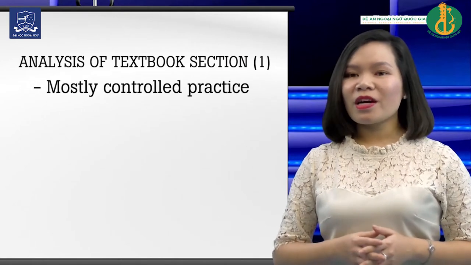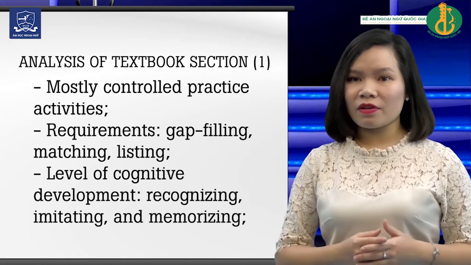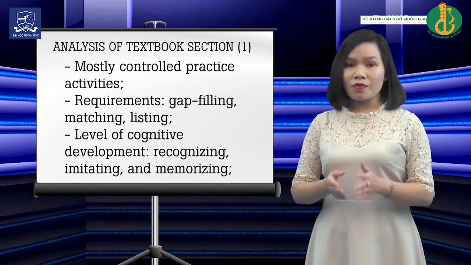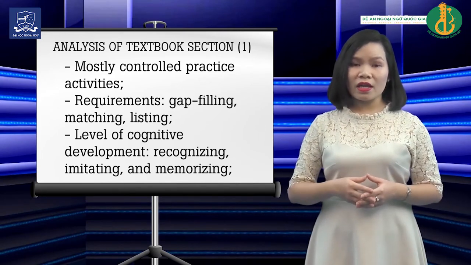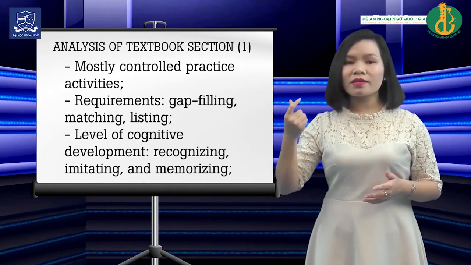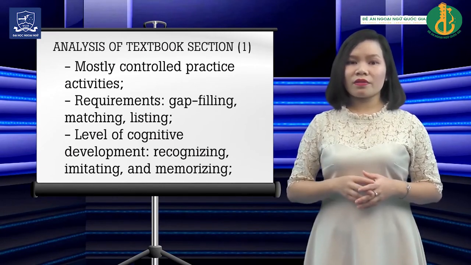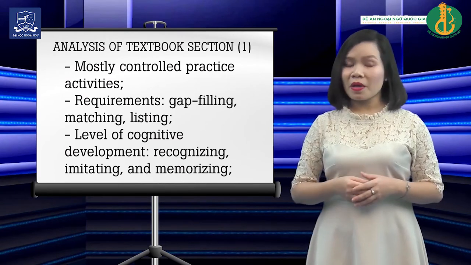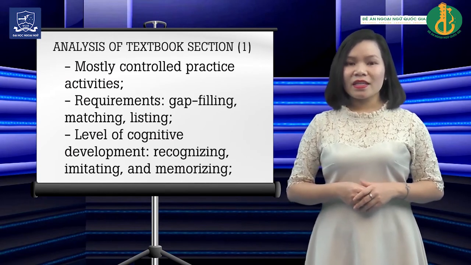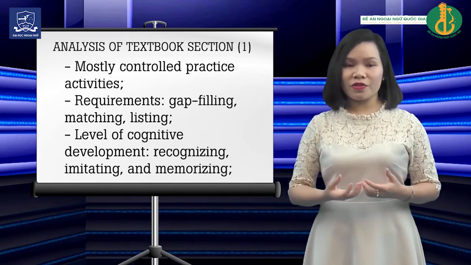So in general, the activities are mostly controlled practice. The task types are limited to gap filling, matching, and listing. The answers are restricted to right or wrong answers. The level of thinking and cognitive development is recognizing, imitating, and memorizing only. This textbook section lacks more activities to activate the students' background knowledge about the topic and encourage them to use the vocabulary learned in the lesson. In addition, the section lacks stirring up activities to engage the students.